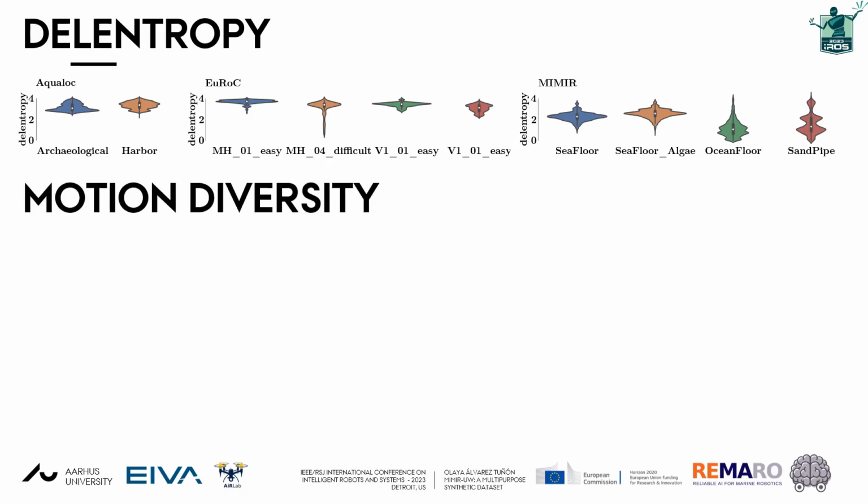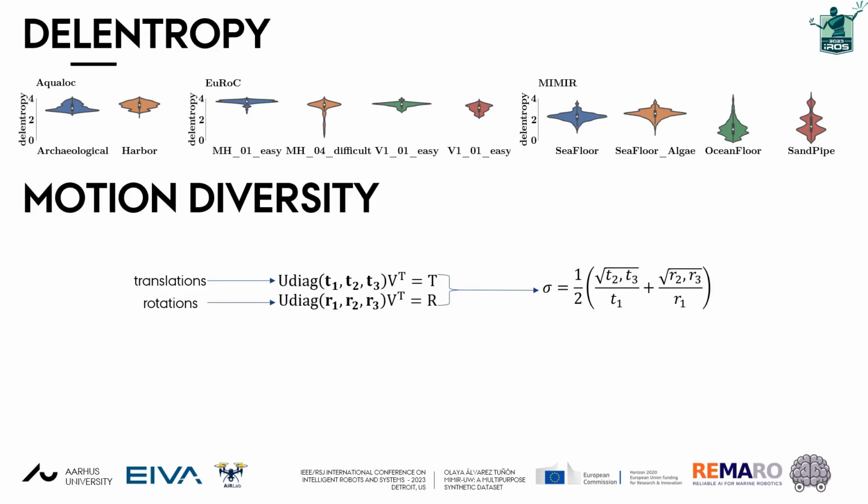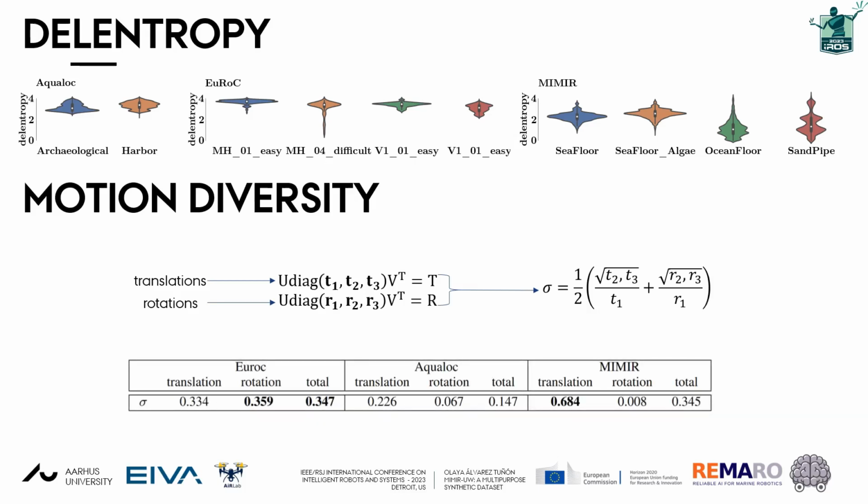The motion diversity metric is obtained from concatenating the relative translations and rotations to then obtain their principal components from the singular value decomposition. From these components, we obtain a metric that gives higher values the more diverse the pattern of the motion is. Here, for our dataset, we have a high diversity in translations, but low in rotations.